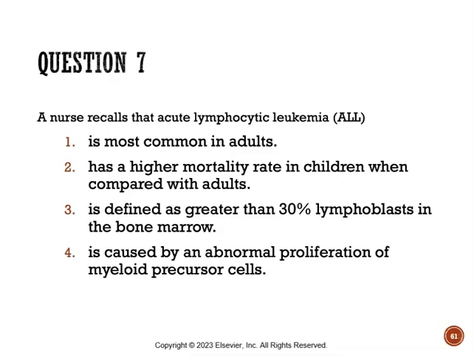ALL is an increase in our lymphoblasts to more than 30%. It's also the most common leukemia in children. It has a higher mortality rate in adults, and we know that acute myelogenous leukemia, or AML, is caused by an abnormal proliferation of myeloid precursor cells.